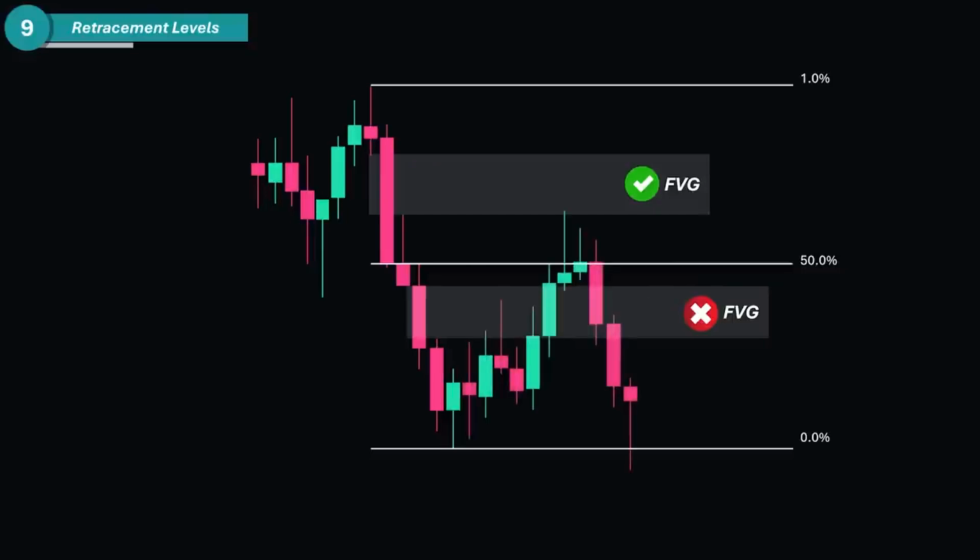Trading isn't about predicting every move, it's about waiting for the right opportunity and managing your risk when it comes. Focus on high-quality setups, stay patient, and let the market come to you.